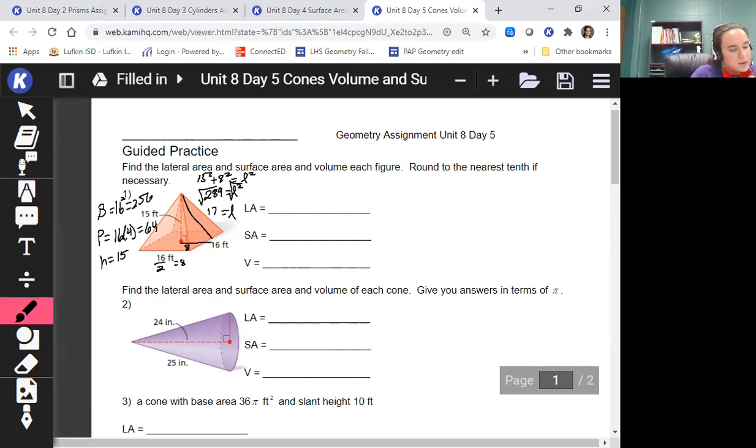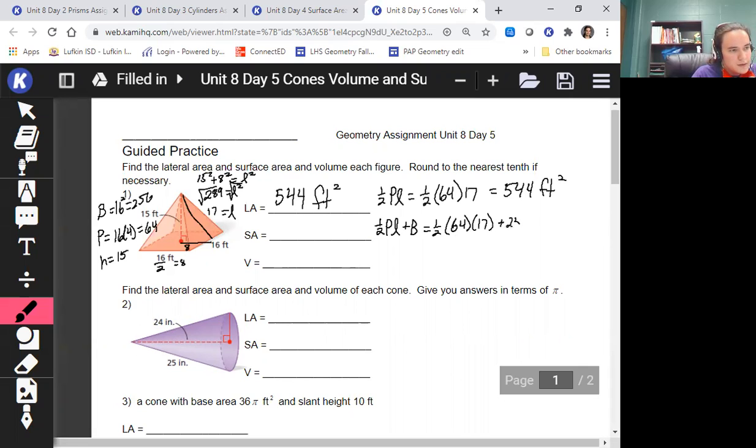And then our formula for lateral area of a pyramid is 1/2 times our perimeter times our slant height. So 1/2 times our perimeter of 64 times our slant height of 17. And that equals 544 feet squared. And then our formula for total surface area is 1/2 times our perimeter times our slant height plus the area of our base. So 1/2 times our perimeter, which is 64, times our slant height of 17 plus the area of our base, which is 256. And that equals 800 feet squared.